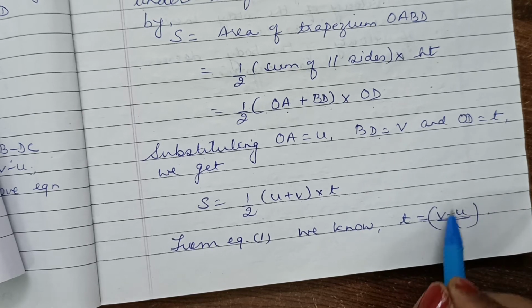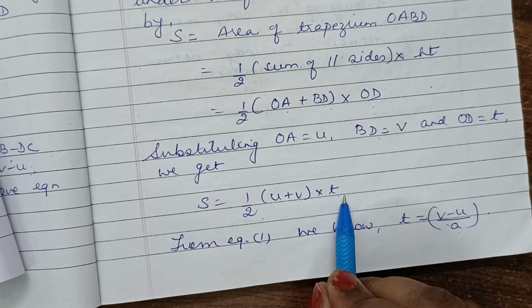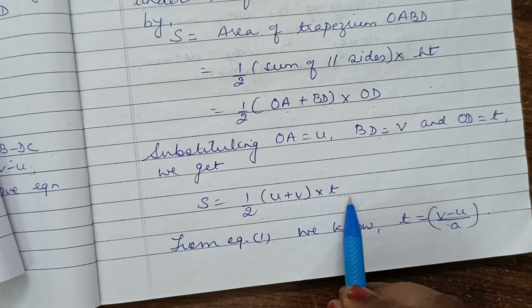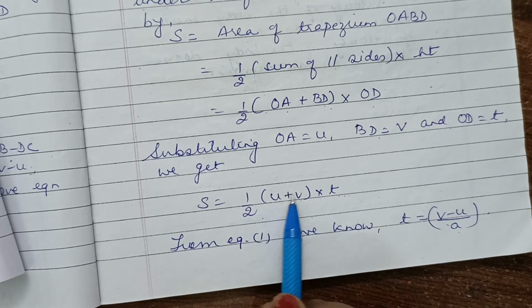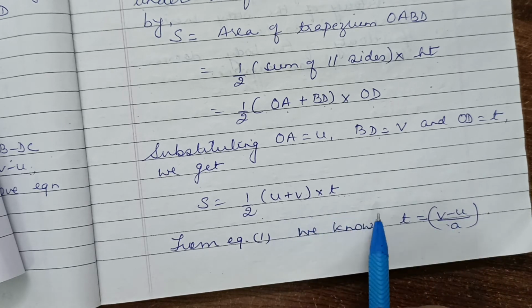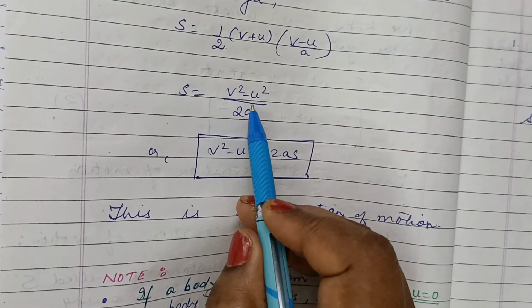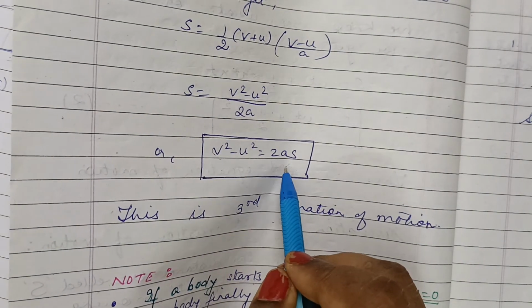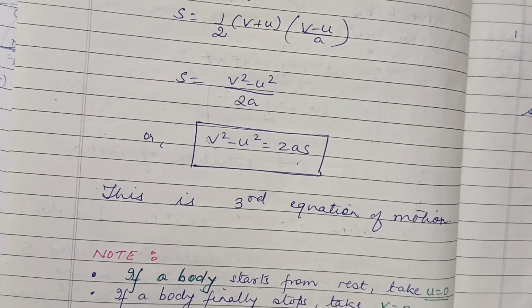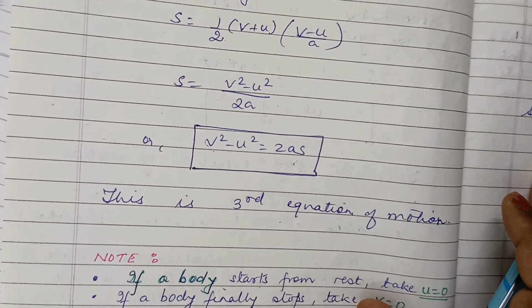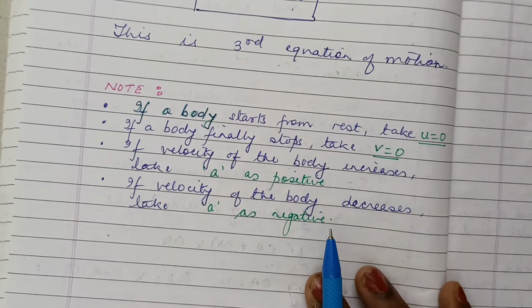Just substitute these values in this equation. Now what do you get? S equals to half V plus U into V minus U by A. Now A plus B into A minus B, you all know that it is equal to V square minus U square. So S equals to V square minus U square by 2A. Just cross multiply them. V square minus U square equals to 2AS. This is the third equation of motion. Okay children, so these are very important. Just do it in your copy and practice it thoroughly.